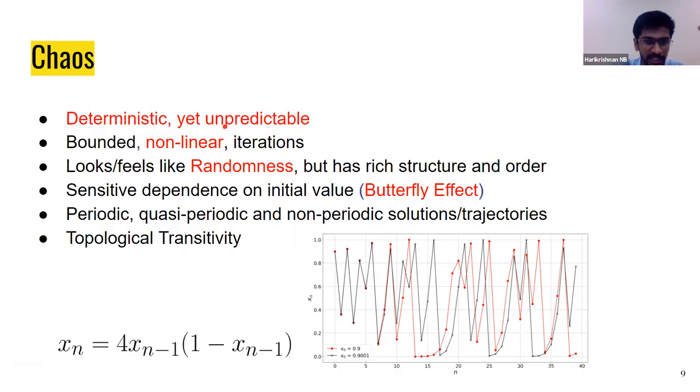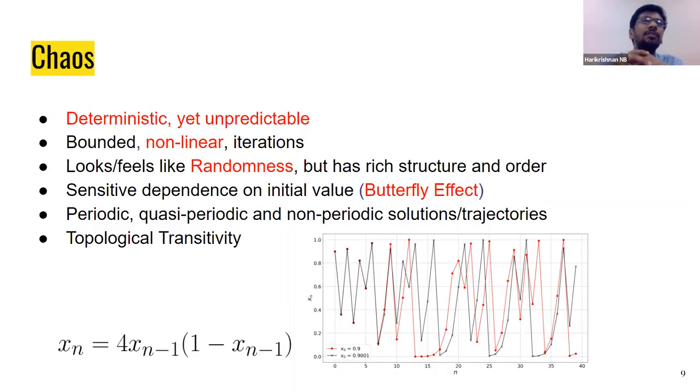Now let me explain the first point I have written here, deterministic yet unpredictable. Here you can see this black trajectory and red trajectory. The initial conditions for the same system, x_n = 4 x_{n-1} (1 - x_{n-1}), are 0.9 and 0.9001. There's only a very minor difference in initial condition, but as time passes, their trajectories deviate. This is why I call it unpredictable: if there's a slight uncertainty in the initial condition, then predictability is lost. So long-term predictability becomes impossible.